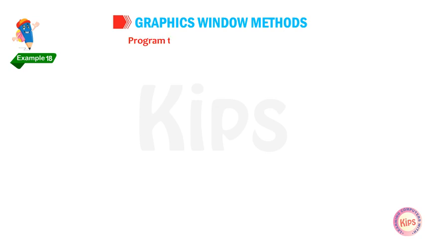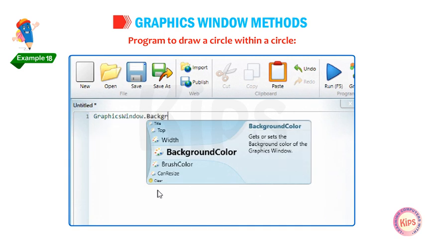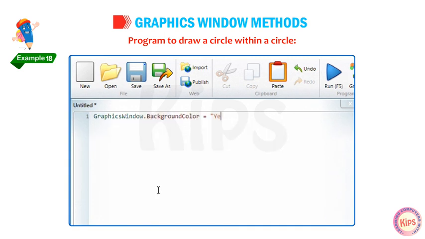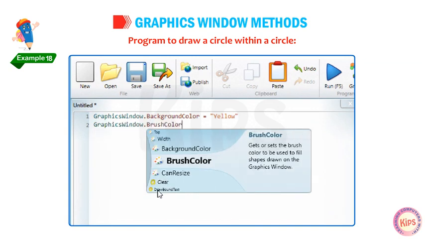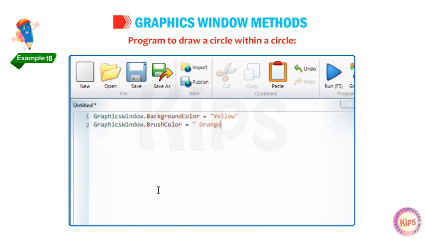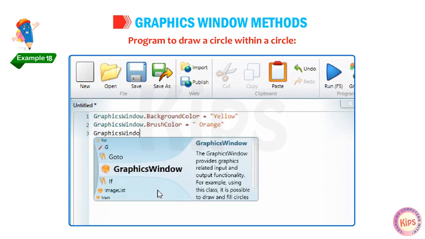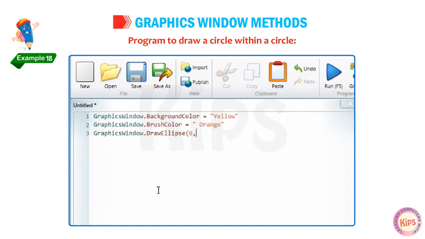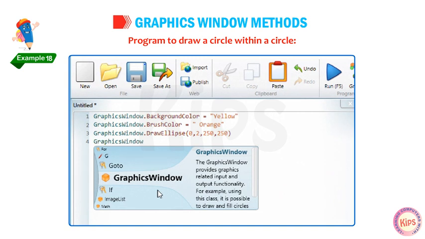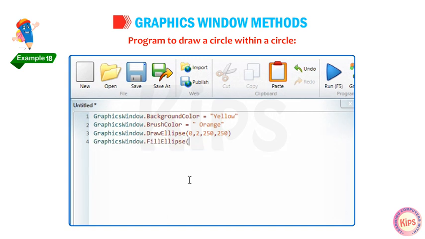Example. Program to draw a circle within a circle. GraphicsWindow.BackgroundColor = "Yellow". GraphicsWindow.BrushColor = "Orange". GraphicsWindow.DrawEllipse(0, 2, 250, 250). GraphicsWindow.FillEllipse(0, 2, 250, 250).